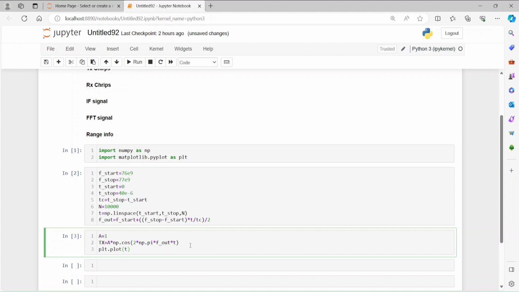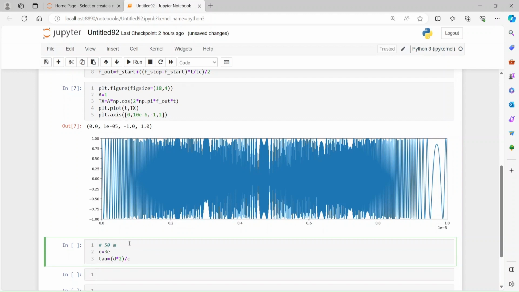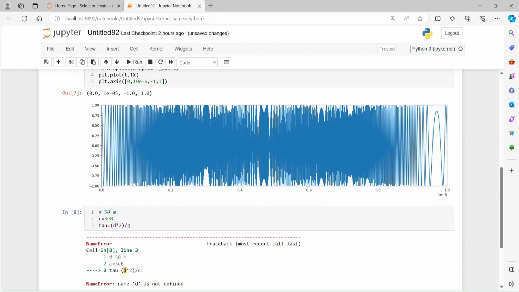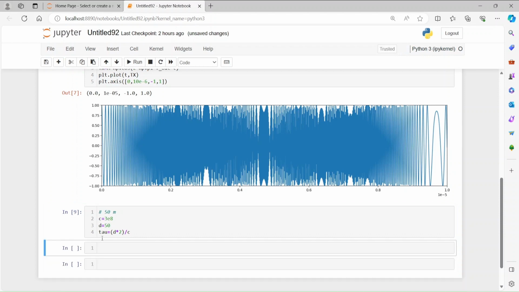plt.plot, we have x, right? These two in a rounded bracket. I haven't defined c yet, which is the speed of light, so c is 3e8. So this is our time delay: this much time the signal takes to be received in the receiver. Oh, I haven't defined d as well, which is the distance. It's 50 meters. Okay, so we have the time delay here.